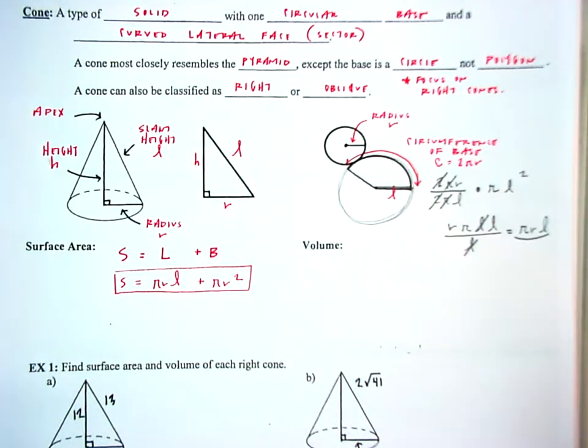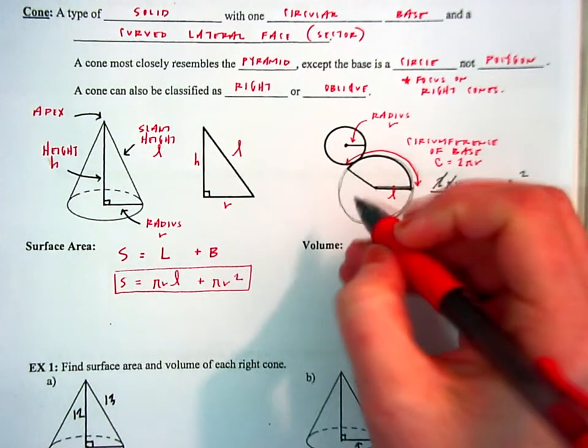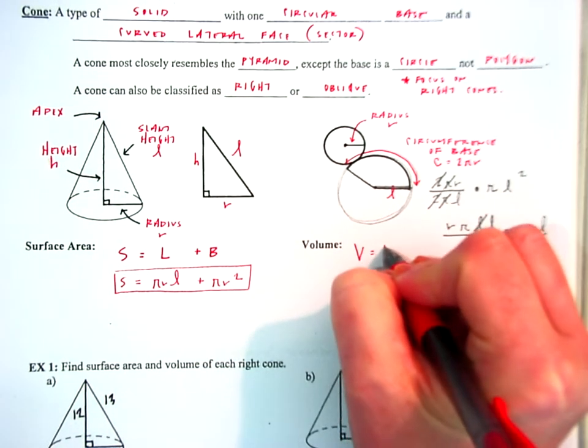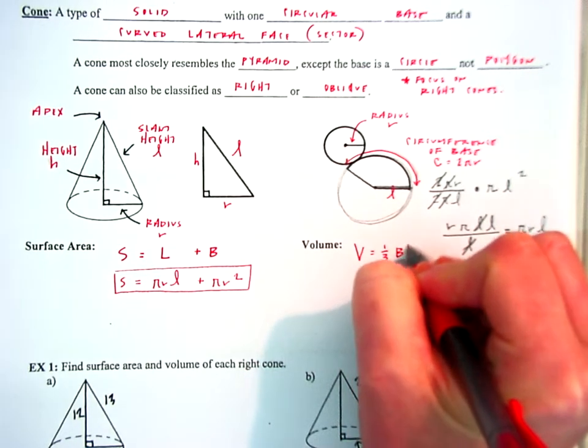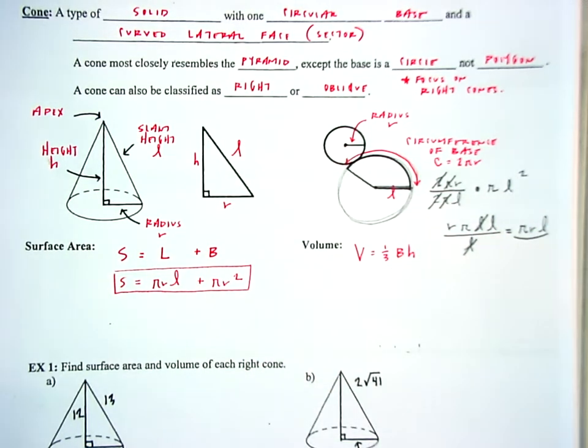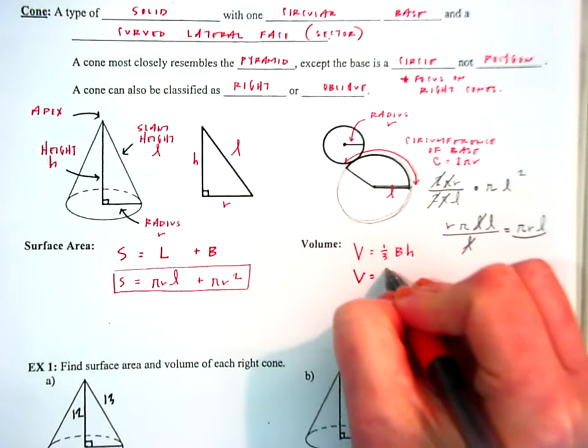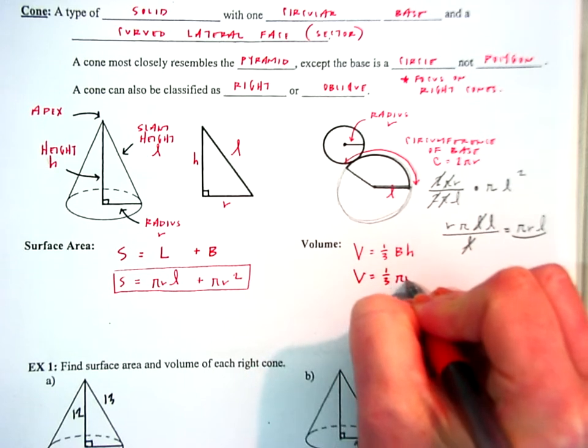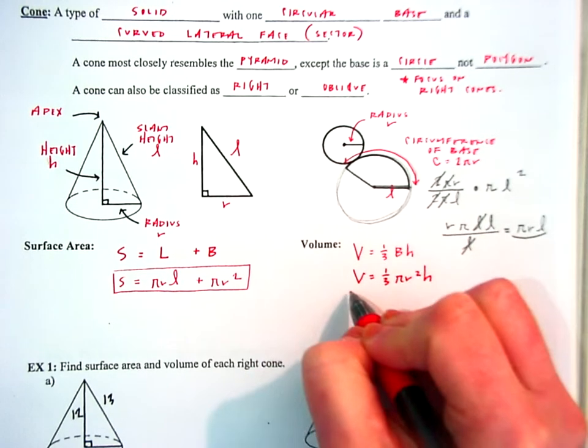So volume would be 1/3 base area times height. But I know that my base shape has to be a circle, so I can actually be a little bit more specific and say 1/3 pi r squared times the height.